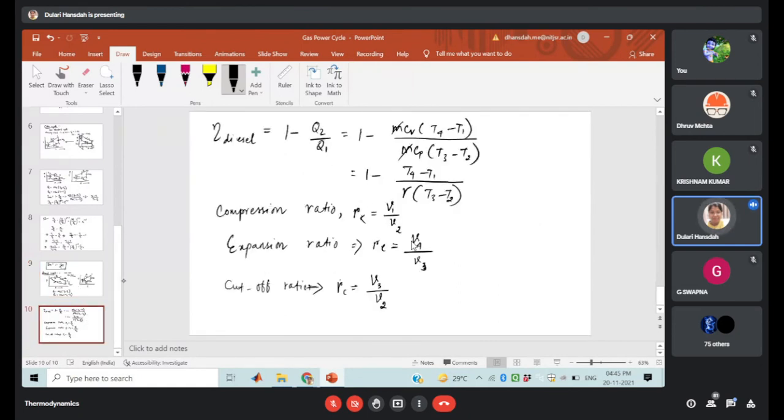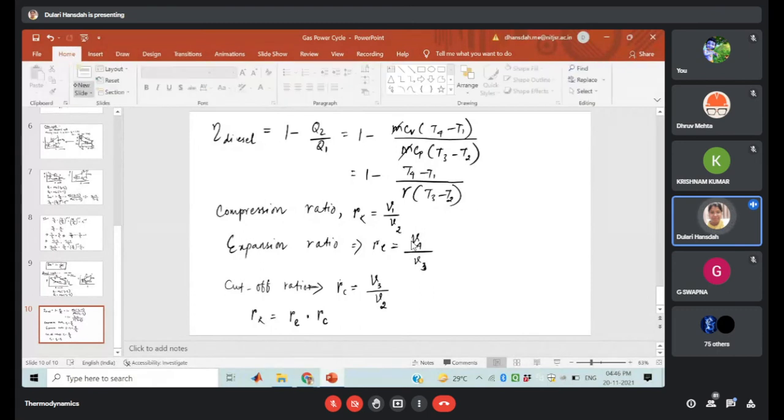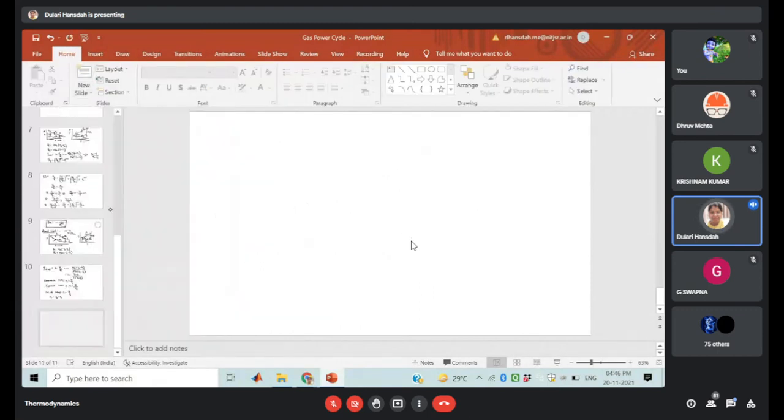Okay, so these three ratios we have to consider, and we have to find out the efficiency of the diesel engine in terms of the cutoff ratio and the compression ratio. Okay, so the compression ratio is nothing but the multiplication of the expansion ratio and the cutoff ratio. That's it. Okay, so in this case, we have to consider the individual processes.